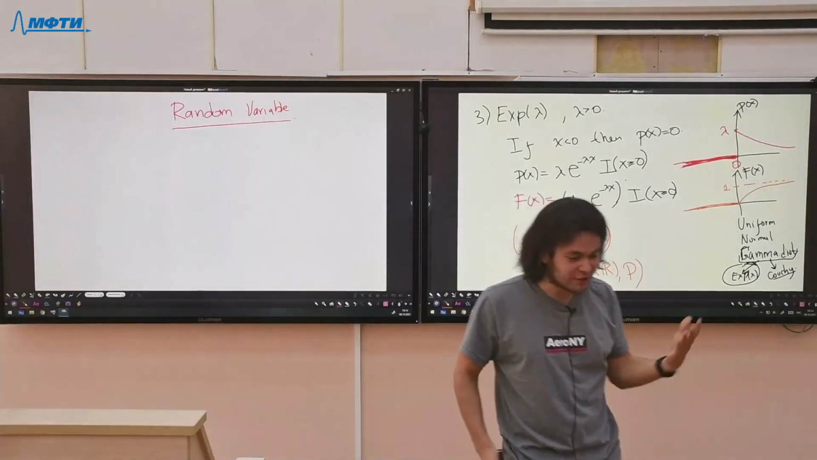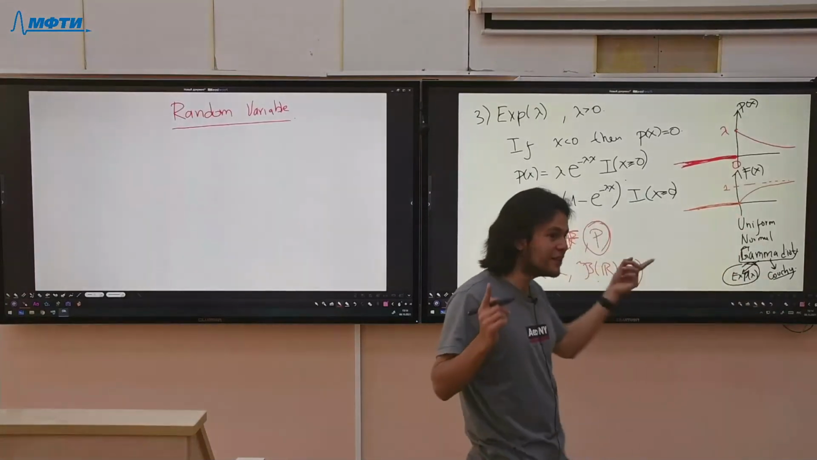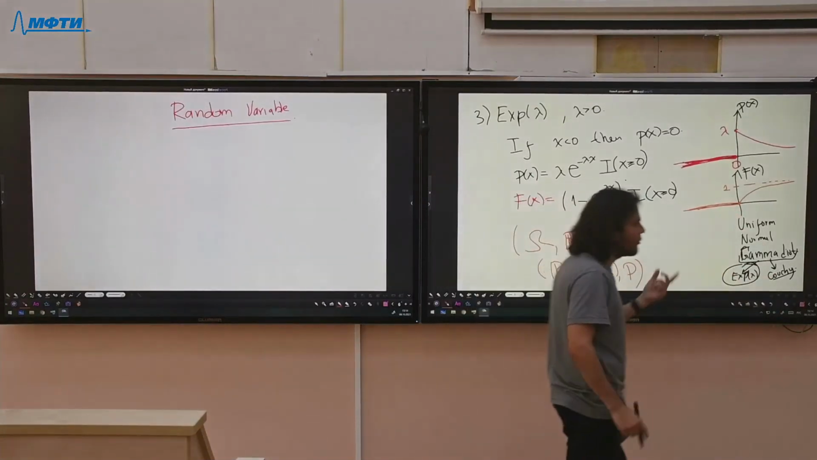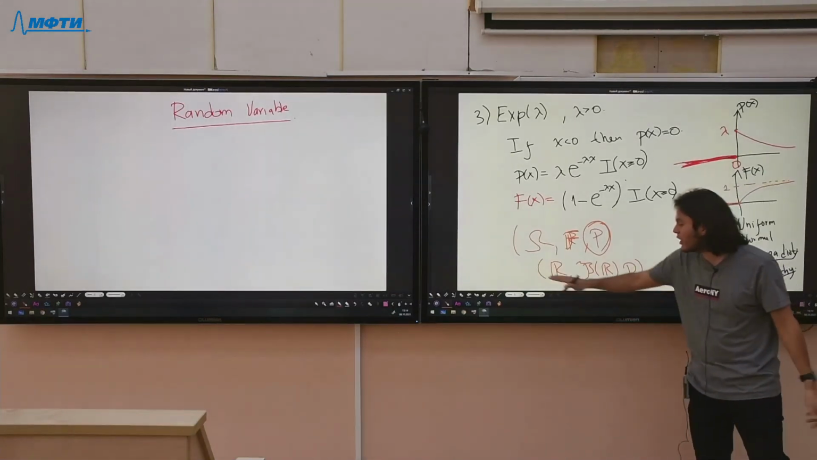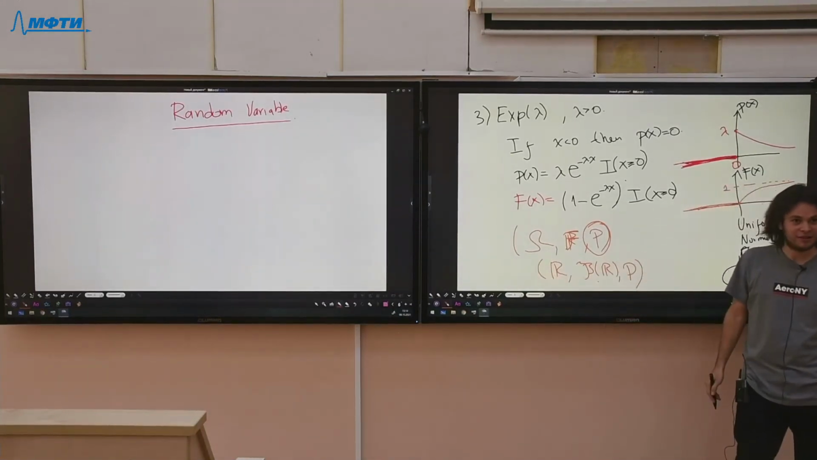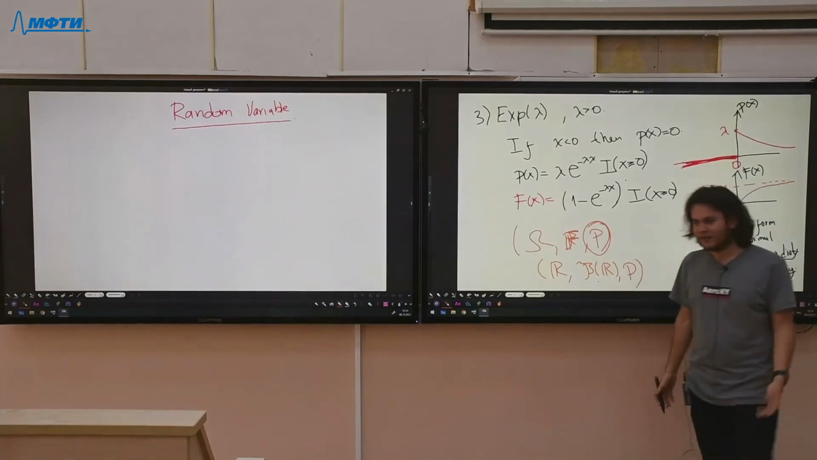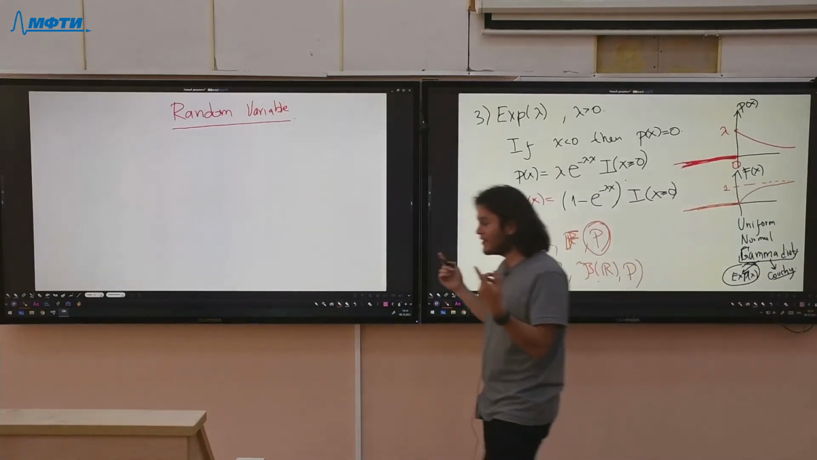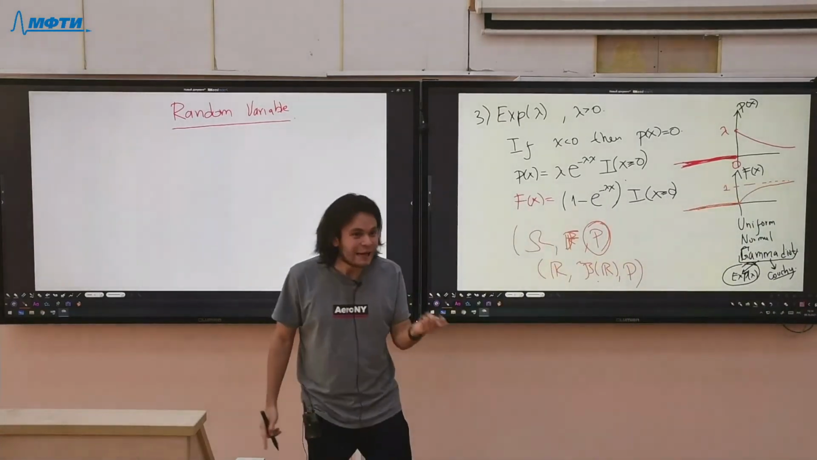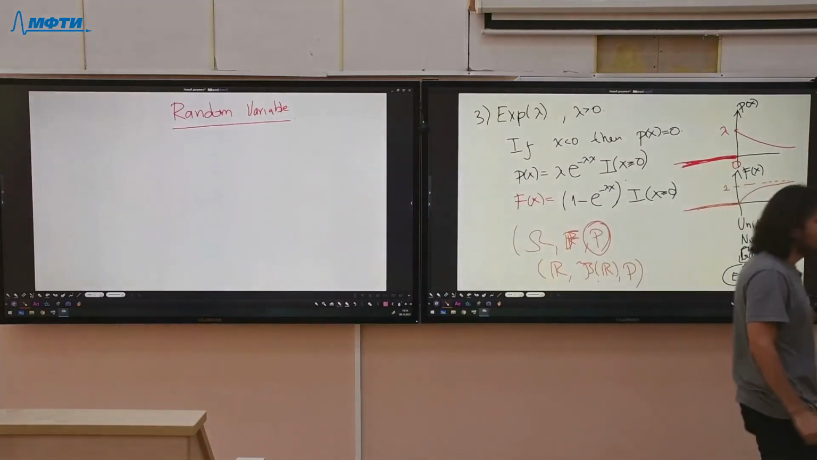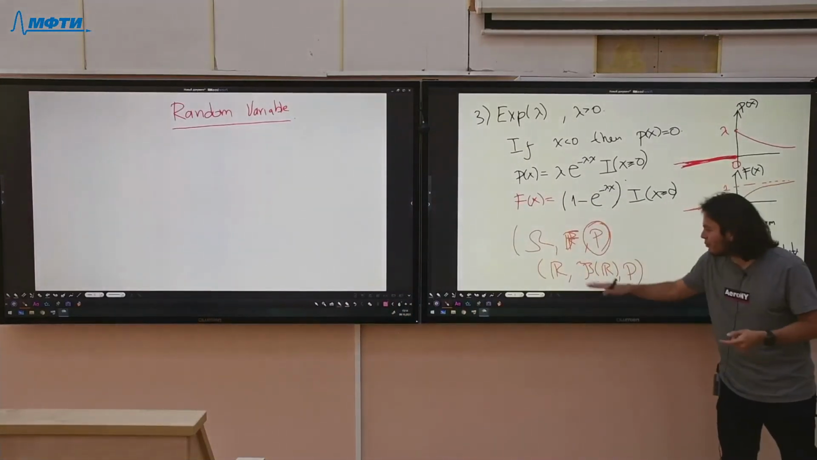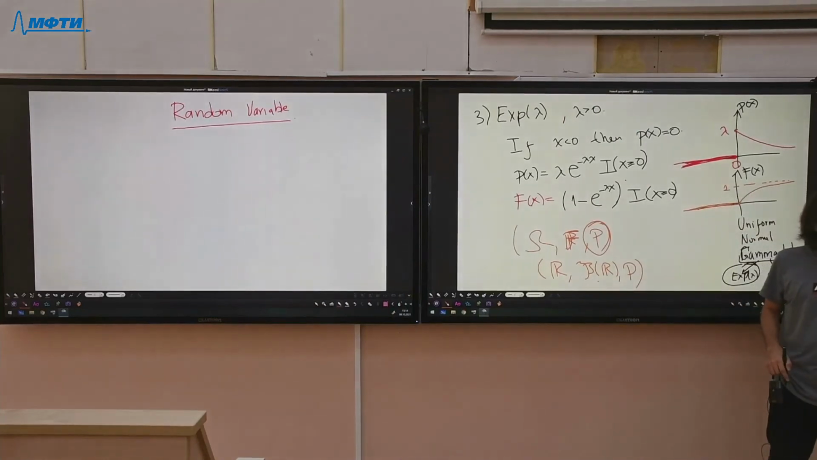A probability distribution is any probability measure defined on the measurable space formed by the real numbers and the Borel sigma algebra. Okay, so this is the answer.